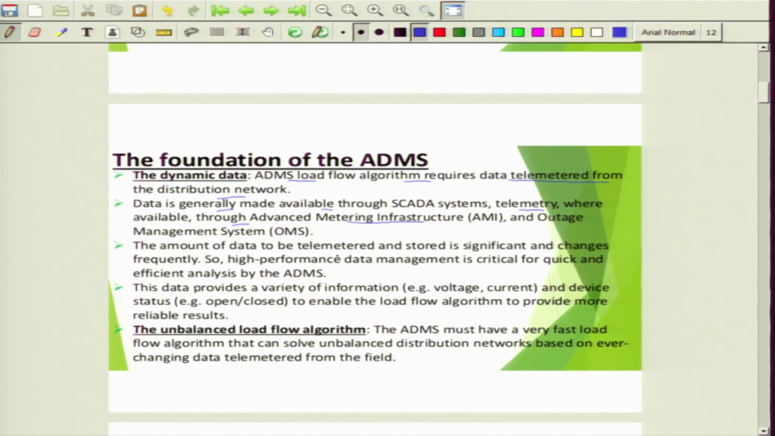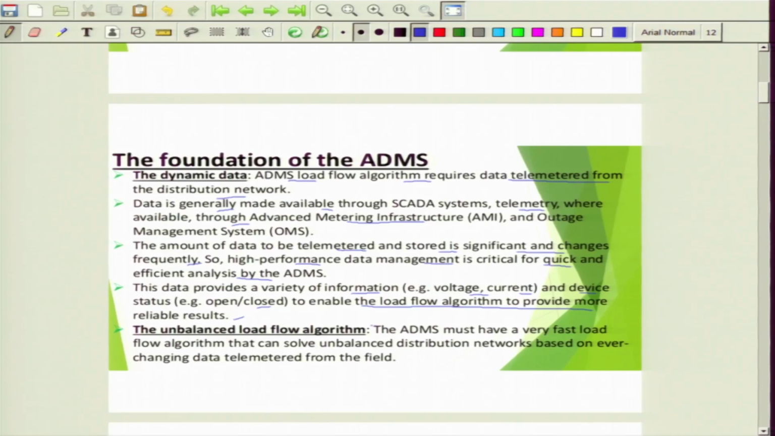So, the amount of data to be telemetered and stored is significant and changes frequently. High performance data management is critical for quick and efficient analysis by the ADMS. This data provides a variety of information, for example voltage, current and device status, to enable the load flow algorithm to provide more reliable results. So, you are getting data from PMUs and RTUs of SCADA, then the smart meters, and there are so many data coming in real time. You should segregate which data are very important to take appropriate decisions, and once this data is segregated, it is used for further action.